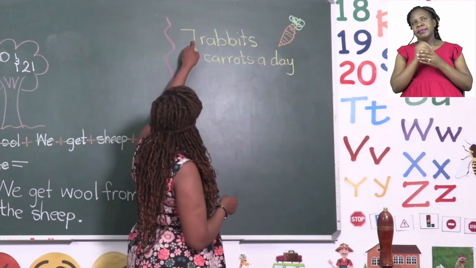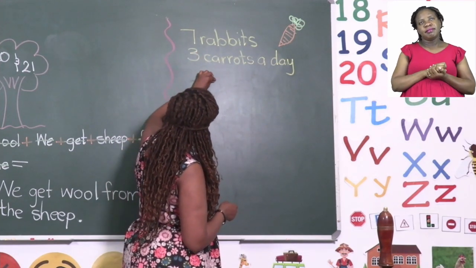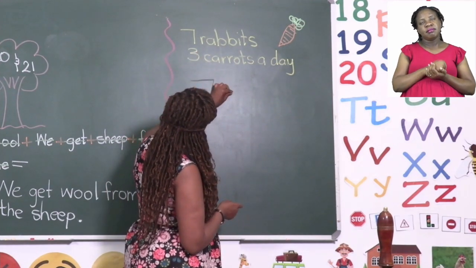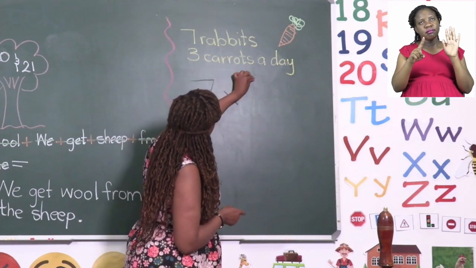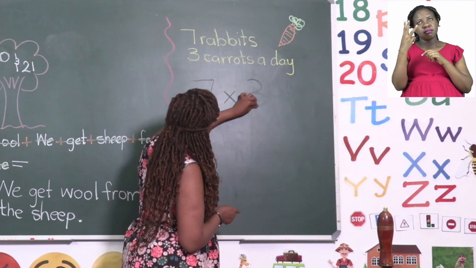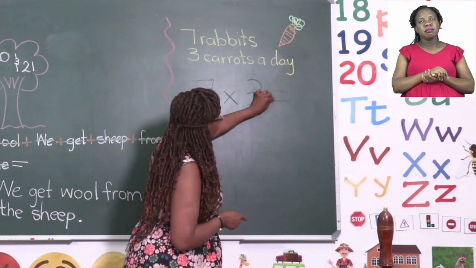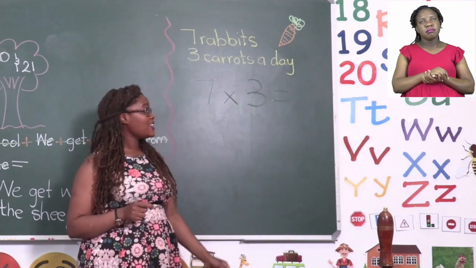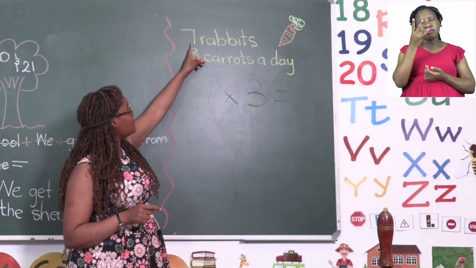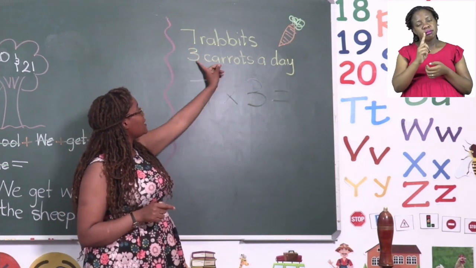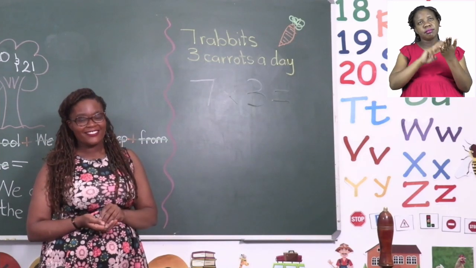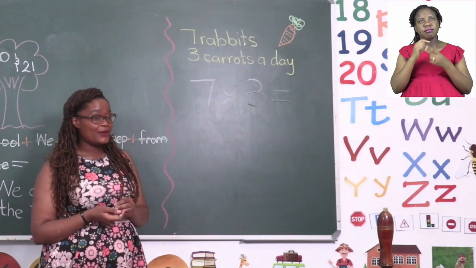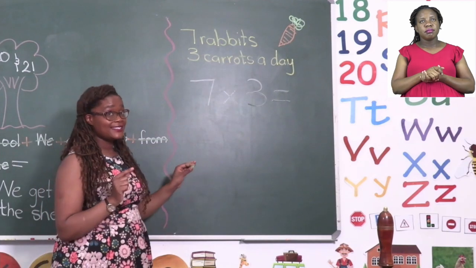We can say 7 multiplied by 3 equals. So the 7 here is representing the 7 rabbits, and then the 3 here is representing how many carrots each rabbit eats a day. In order for us to find that out, we now need to draw our sets.